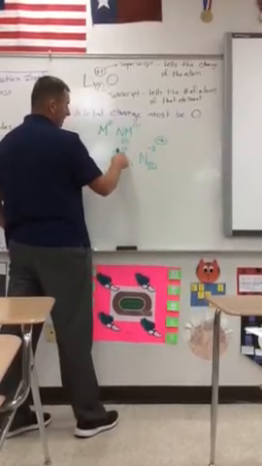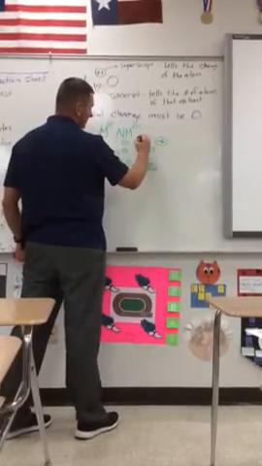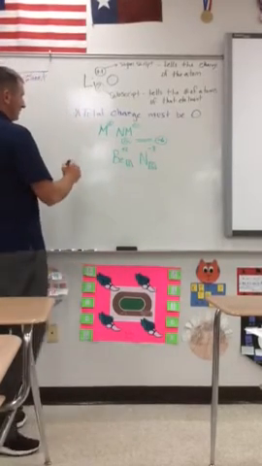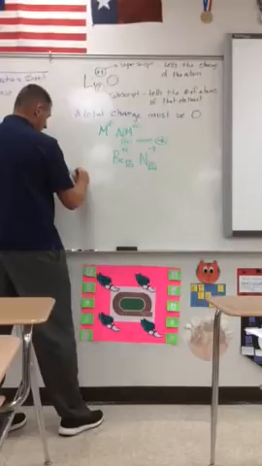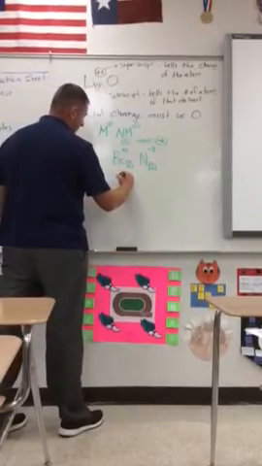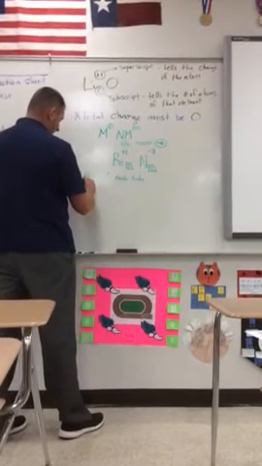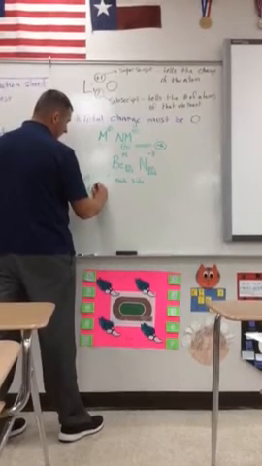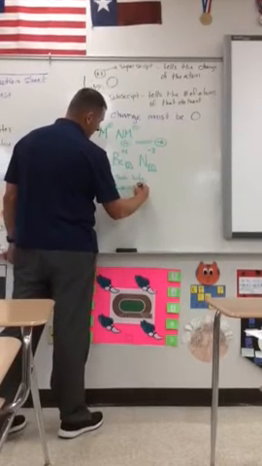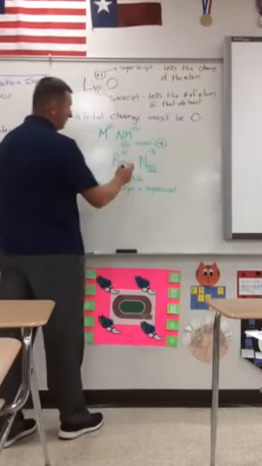So 3 times +2 gives me +6. 2 times -3 gives me -6. They cancel each other out, right? +6 and -6. So I want you to think of the total charge of each side. To find that, you can multiply the subscript times the superscript to get the total charge of that side.